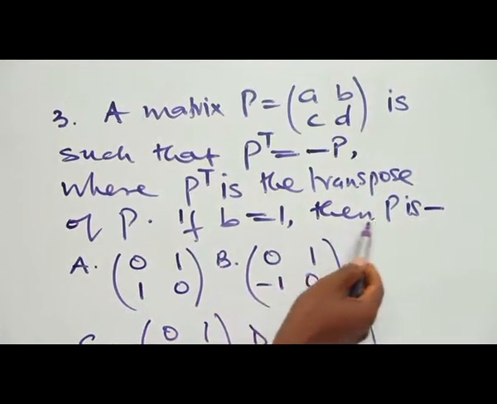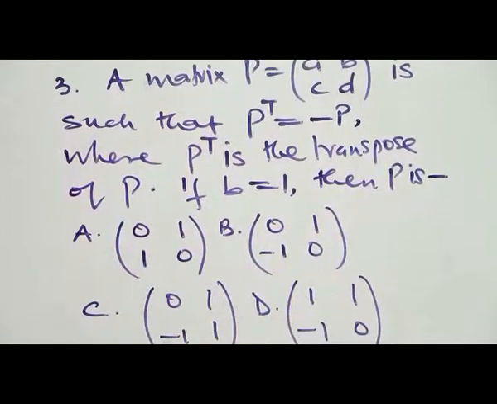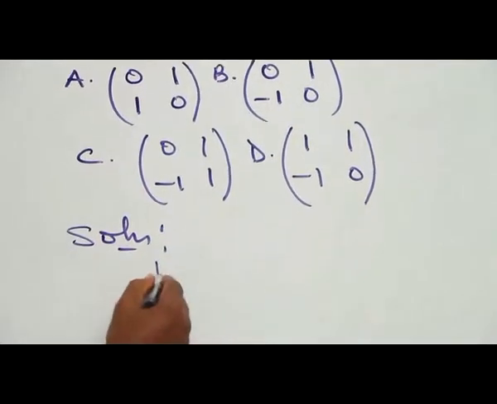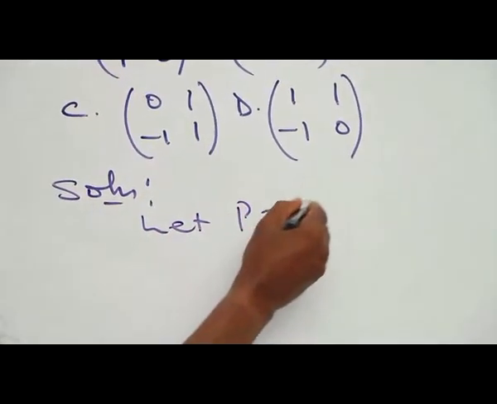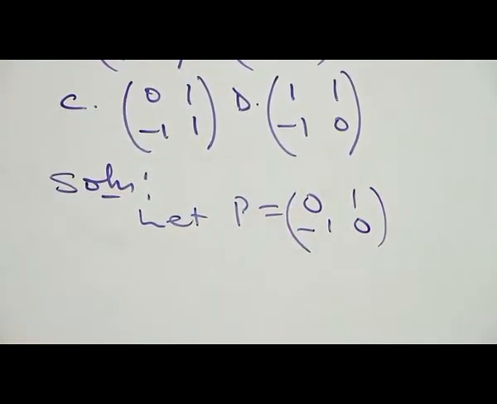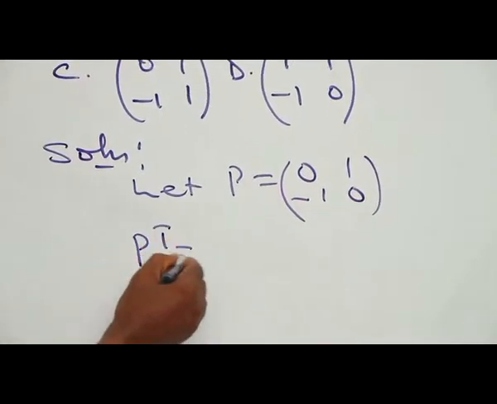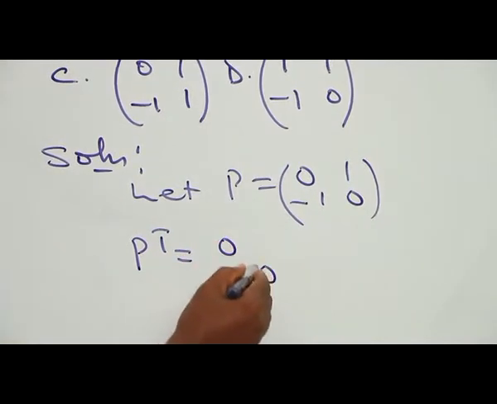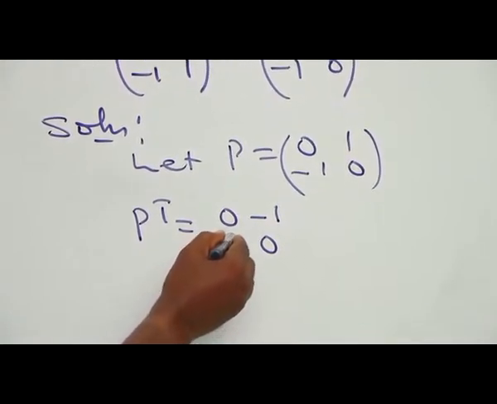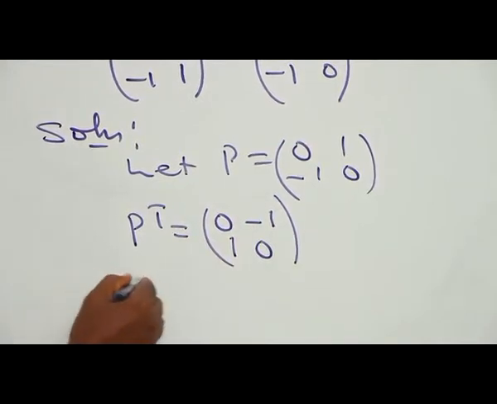If B is equal to 1, then P is that. We have the options A, B, C, and D. In this case, we will try one of the options. Let our P be equal to 0, 1, minus 1, 0. Trial and correction. Now, if this is our P, then our P transpose is equal to interchanging the main diagonal and changing the sign of the other diagonal. So if you change the sign of this, you have this relationship.